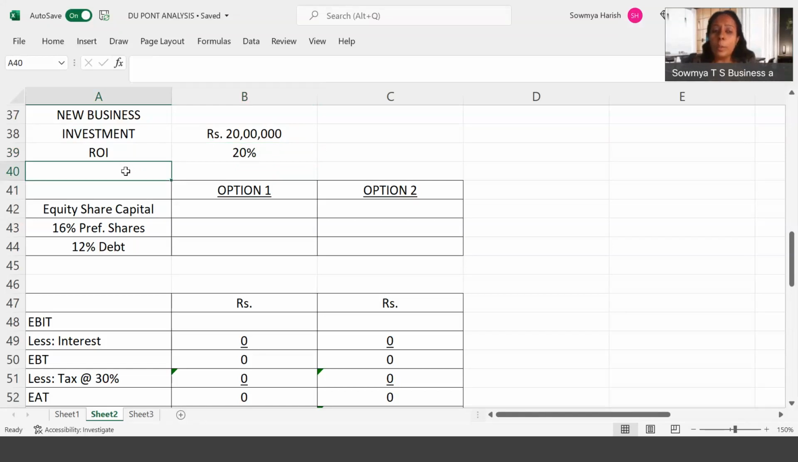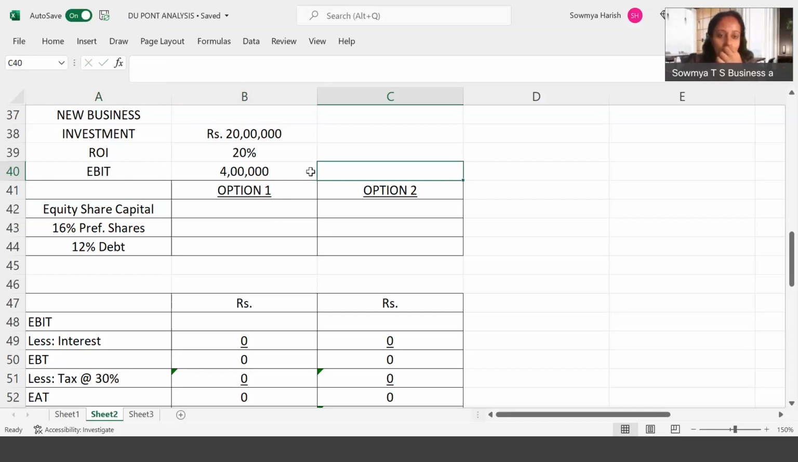So going by this, your ROI is nothing but your EBIT, earnings before interest and taxes. Because out of these earnings only, you will be making payments of other expenses and obligations like your interest and taxes. And if in case you have preferred capital, you might pay preferred dividend also. So your EBIT, earnings before interest and taxes, will be 20% of the investments you have made. So it comes up to 4 lakhs.